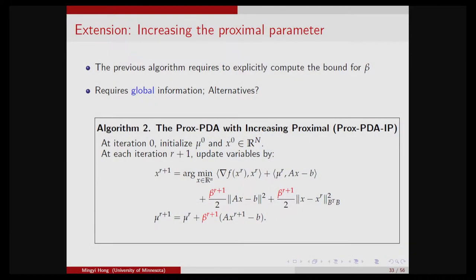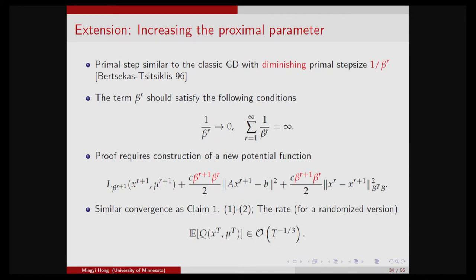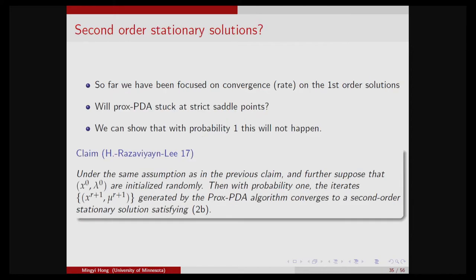Instead of putting a constant beta there, we put a time-varying beta, which we call beta r plus 1. This beta is an increasing sequence. Okay, so this 1 over beta is decreasing, and the sum of 1 over beta sums to infinity. So by using only this beta without any explicit bound, you'll be able to converge as well. Okay, so now the step size goes to zero, and the penalty parameter goes to infinity. Okay, so also we'll be able to argue a little bit more.